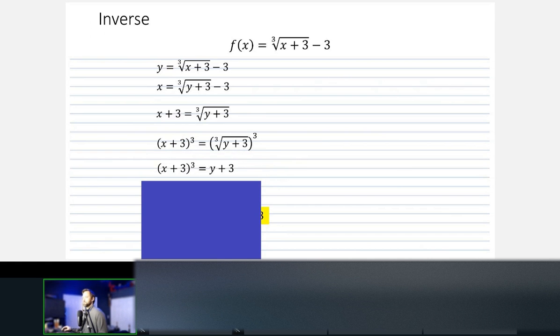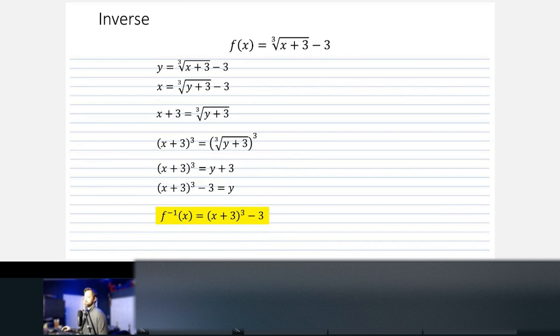All right, and then we just subtract 3 from both sides, and then we're done, right? And then rewrite it with the fancy inverse notation, f inverse of x equals, well, the answer, x plus 3 quantity cubed minus 3. And again, how can we verify that this inverse is probably correct? What can we do?